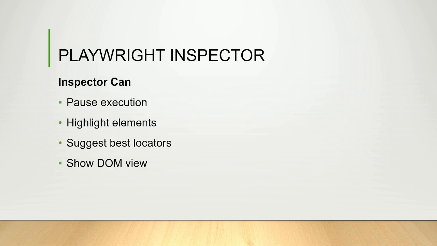So next we can see Playwright Inspector. Inspector can pause execution, highlight elements, suggest the best locator and show the DOM view. So Playwright Inspector shows you exactly how Playwright sees your application, and you can hover over elements, highlight them and generate recommended locators. It also shows the DOM snapshot at every step. This helps you understand why a locator is failing. Think of Inspector as a bridge between your test code and the browser.